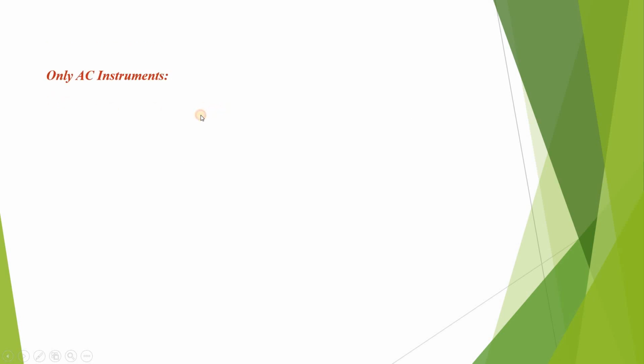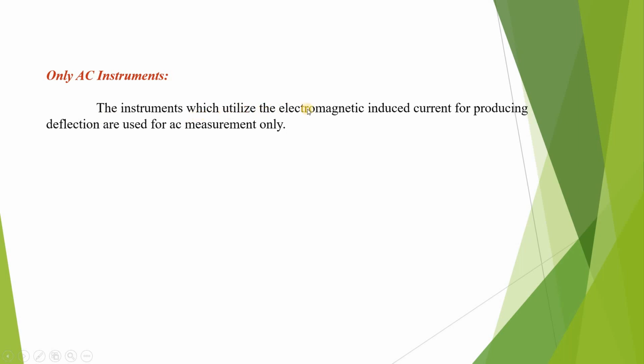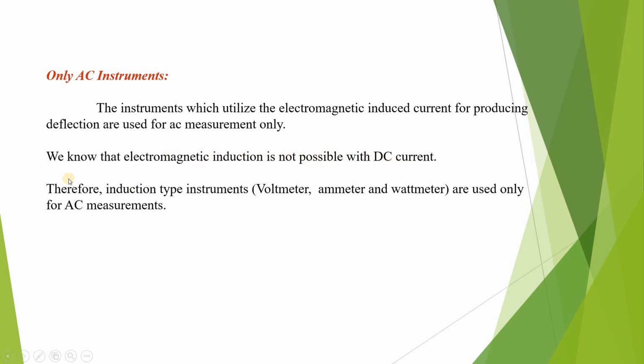Only AC measurements. The instruments which utilize the electromagnetically induced current for producing deflection are used for AC measurements only. We know that electromagnetic induction is not possible with DC current. Therefore, induction type instruments, that may be voltmeter, ammeter and wattmeter, are used only for AC measurements.